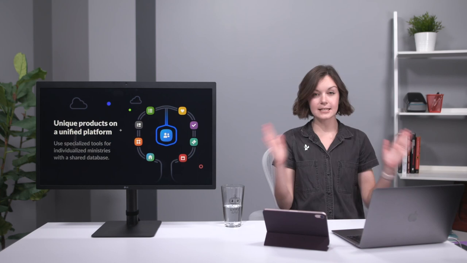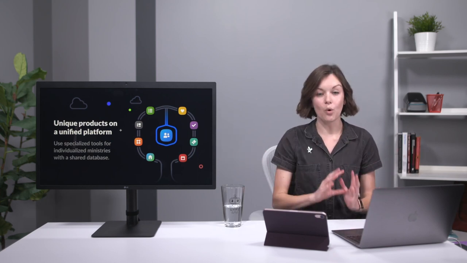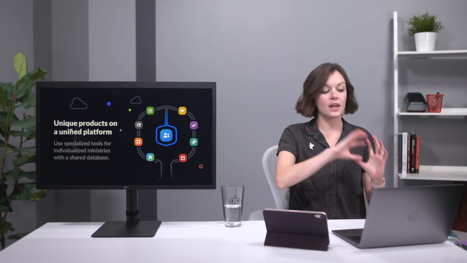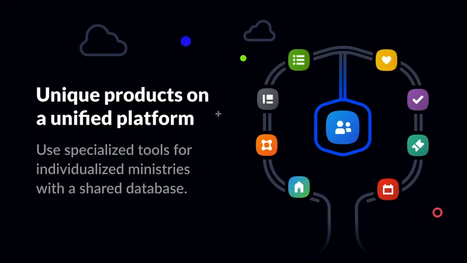What makes Planning Center different? There are a lot of church management systems out there. What does Planning Center have to offer that's unique? First, we have 8 different products. And each of them have a unique role in the system. However, they are all tied together by a unified platform.